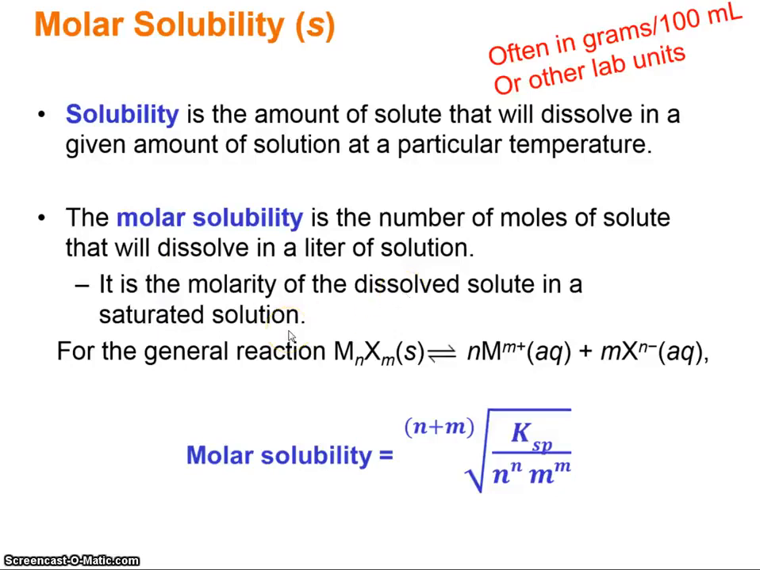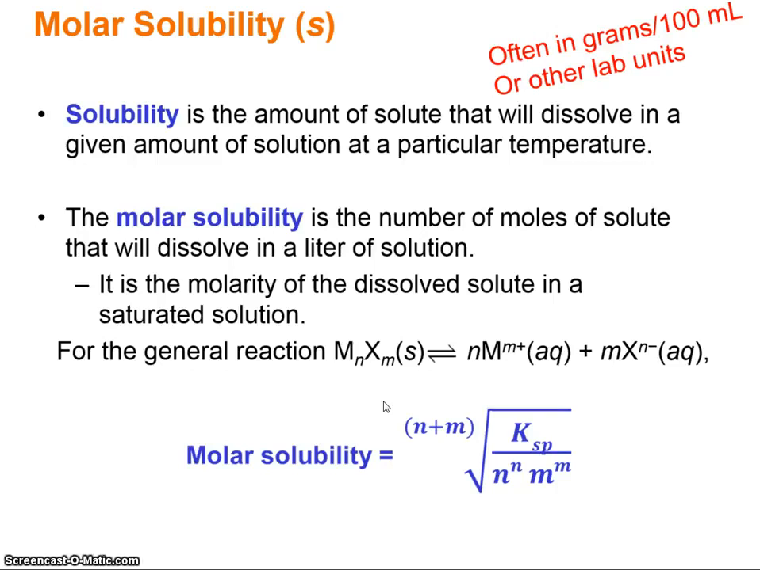So for the general reaction, MnXm solid goes to nM to the m plus aqueous plus mX to the n minus aqueous. Our molar solubility is going to be like this. You can set up a regular old ice table. You can work through it.